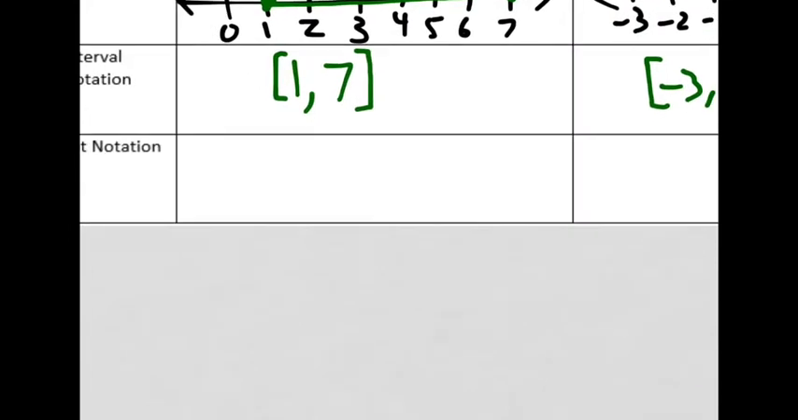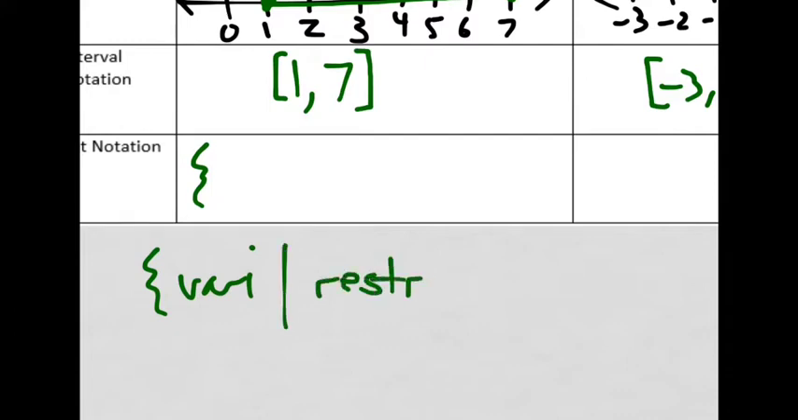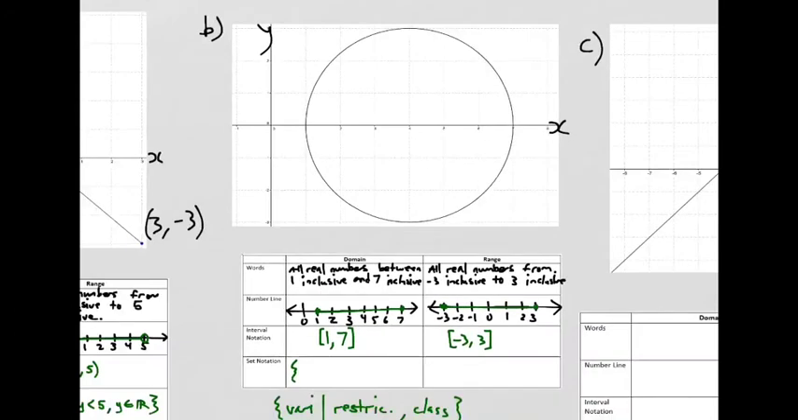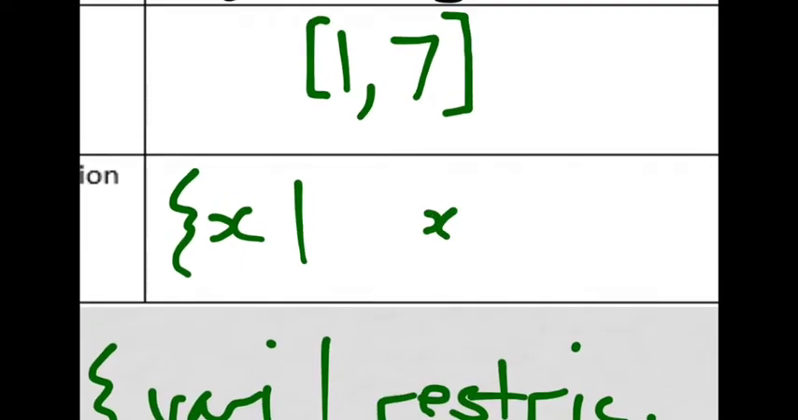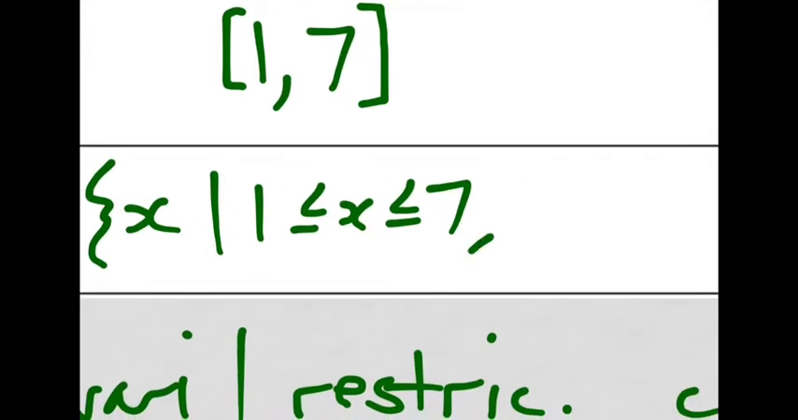And lastly, set notation. Remember, in set notation, we do the variable first, such that any restrictions on that variable, and then the class of number that it belongs to. So in our case, X represents the domain. We write X such that it has to be bigger than or equal to 1, and less than or equal to 7. And its class is real numbers. So X is an element of real numbers.